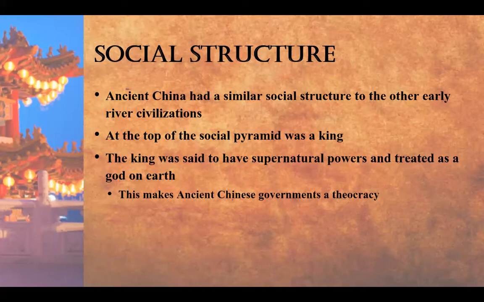This kind of makes ancient China a theocracy, just like ancient Egypt was. Right? A theocracy where you believe your government is ruled by your religion. So having your king be a god on earth means that your government is ruled by religion.